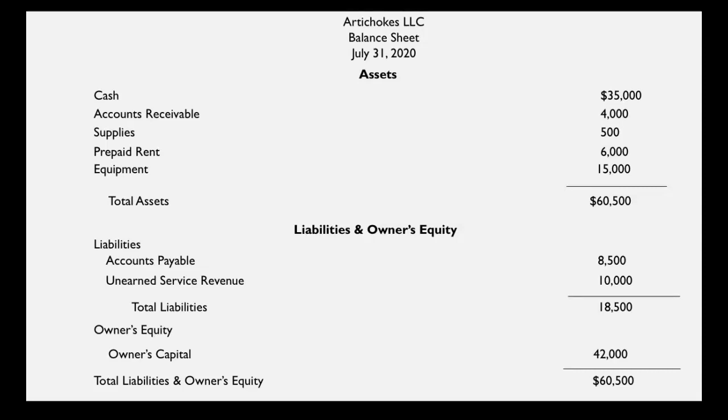It's important here to notice your assets equals your liabilities and owner's equity. And that's going to happen every time, right? Because if we think about our accounting equation, we need to make sure that when you add up your assets, your total assets equals the same amount as your total liabilities and owner's equity.